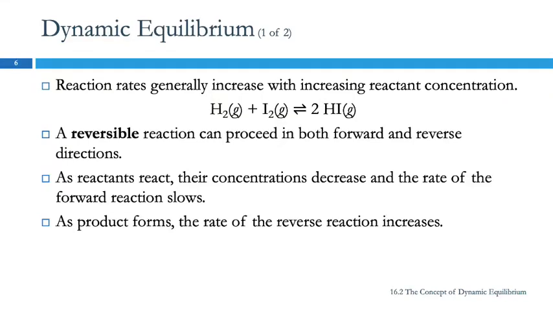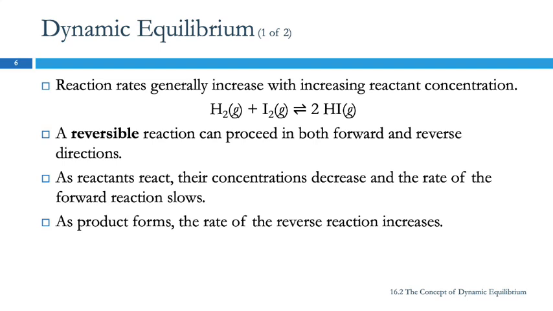So in studying kinetics, we learned that reaction rates generally increase with increasing reactant concentration. Did all this stuff with rate laws, and we increase the concentration of a reactant, the reaction goes forward faster, right? Well, in a reversible reaction, the reaction can proceed in the forward direction, and it can also proceed in the reverse direction.